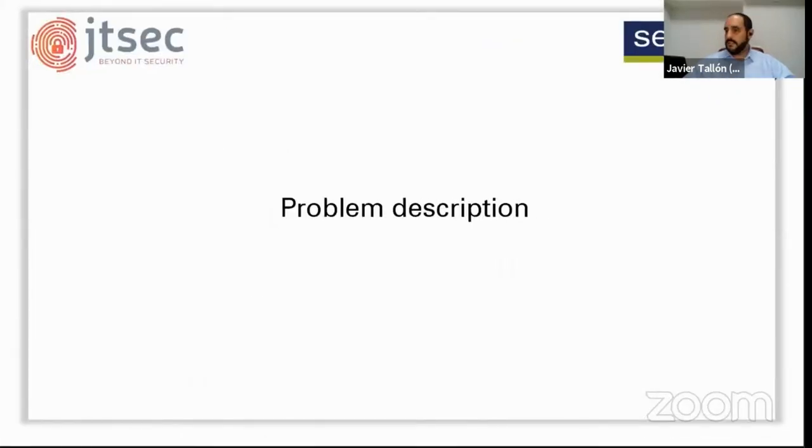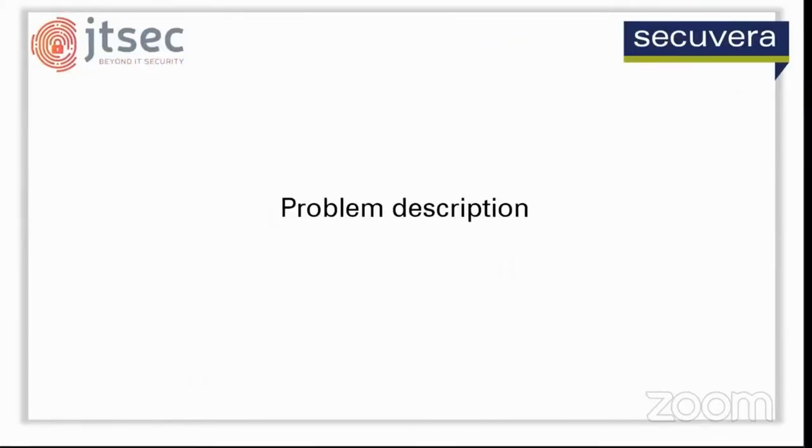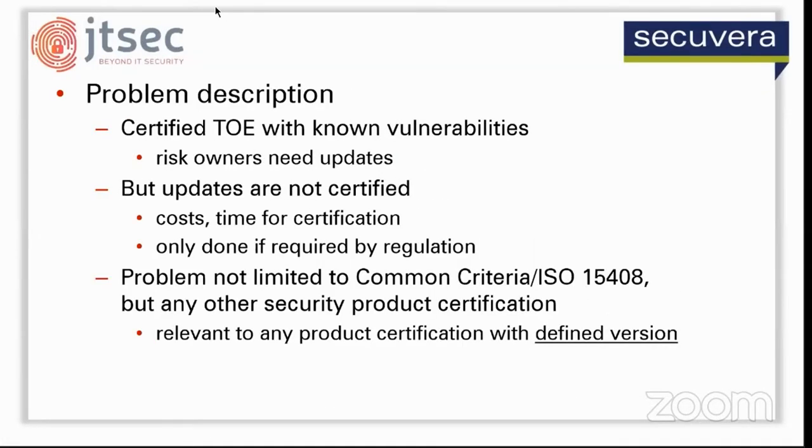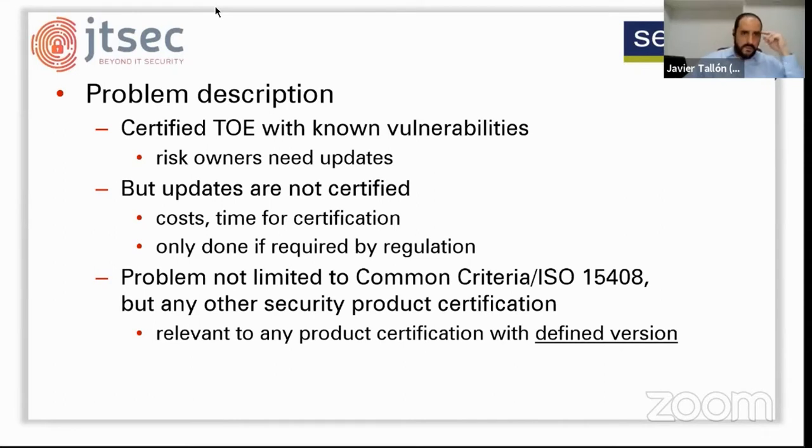Sebastian, please. Okay, so this is the current situation. We may have a certified common criteria TOE with known vulnerabilities, and of course, the risk owner will need to update it.